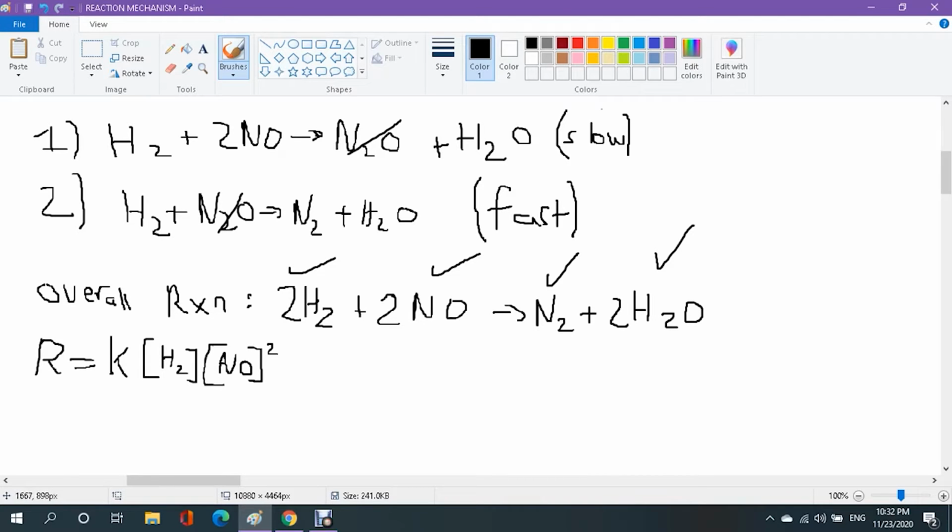Now let's check the rate law. As I said in the previous video, for the rate law you only look at the slow step. Now we look at the reactants of the slow step. The reactants are H2 and NO, and NO has a coefficient of 2. So the rate law should be R equals K [H2] [NO]^2. And it is, so the condition is satisfied. So this reaction mechanism is acceptable.